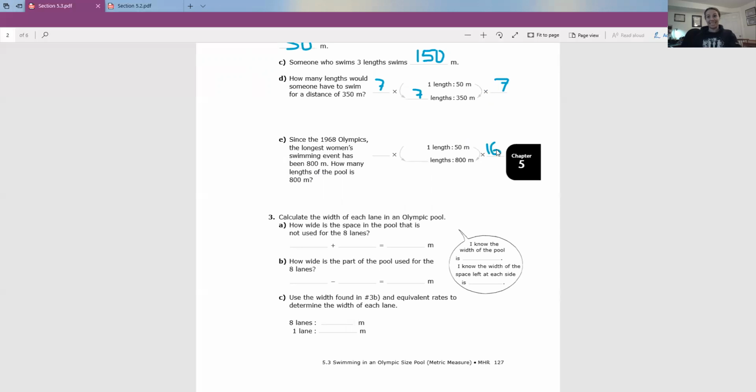You should get 16. So if I times these by 16, I've got to multiply this guy by 16. So 1 times 16 is 16. That means you need 16 lengths to make up the 800 meters.